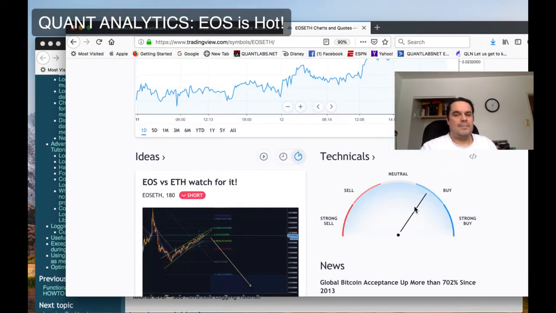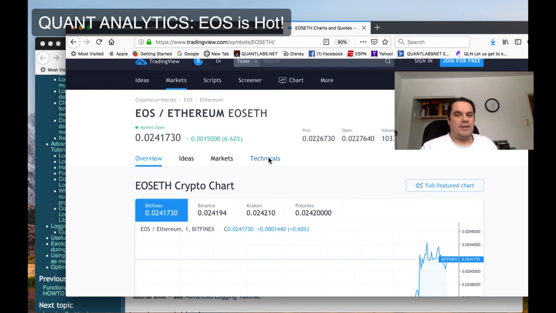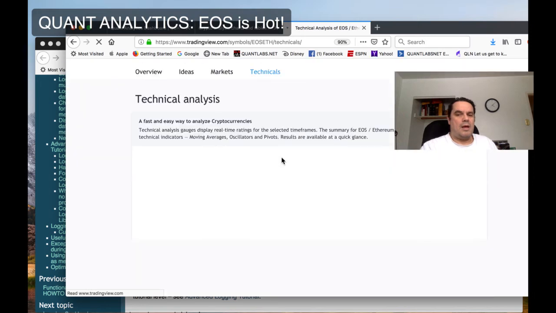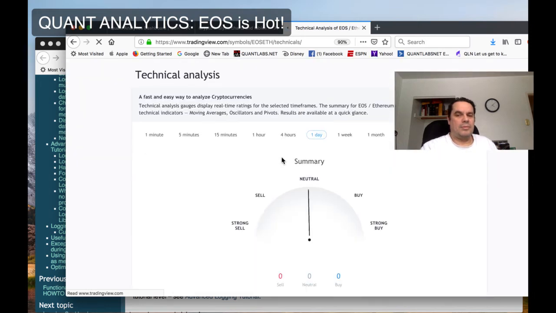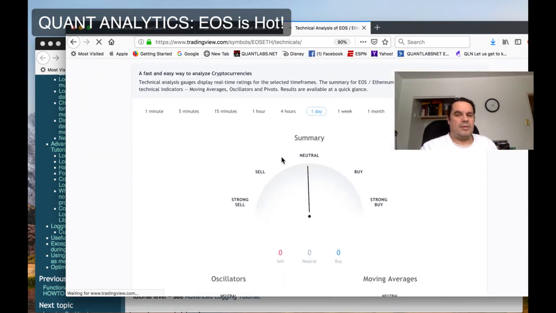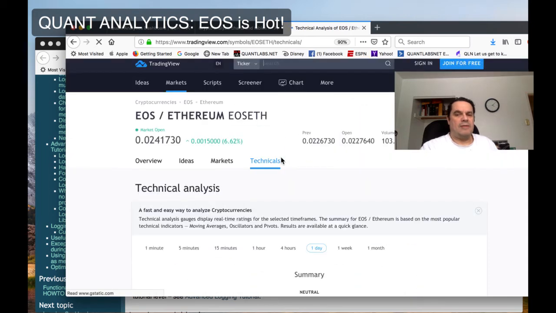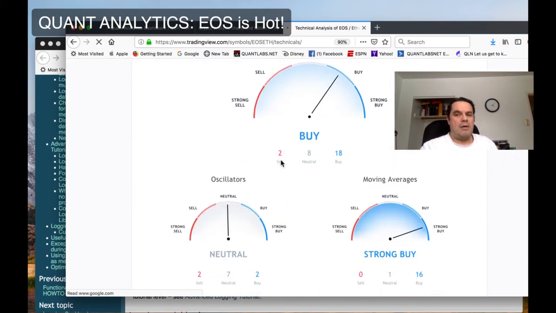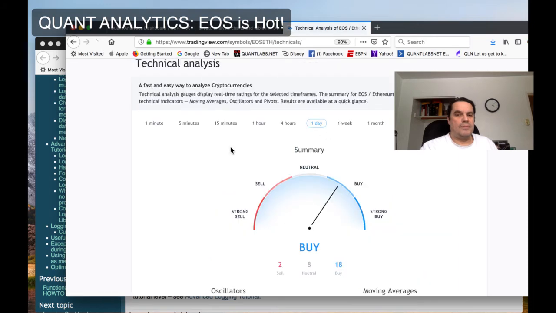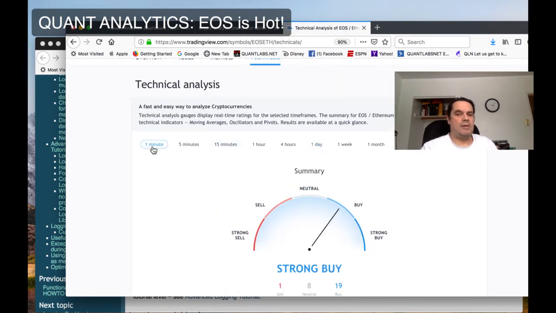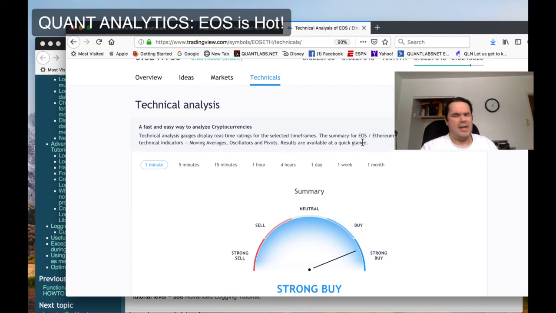So let's go into a little more detail here on the technicals of EOS against Ethereum. Let's see here. EOS Ethereum, come on. So again, we have a strong buy right there. That's pretty good. So if I was trading on a minute basis, we have a strong buy, and that's why we're profiting today. We're very profiting. And there are other cryptocurrencies out there that do real well. Anyways, I just want to show that to you.